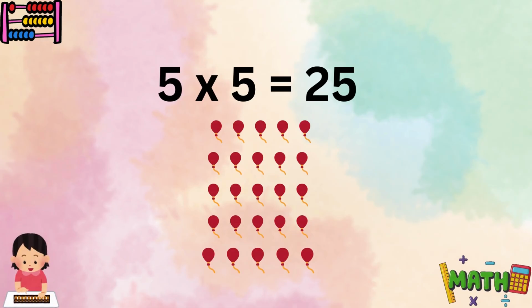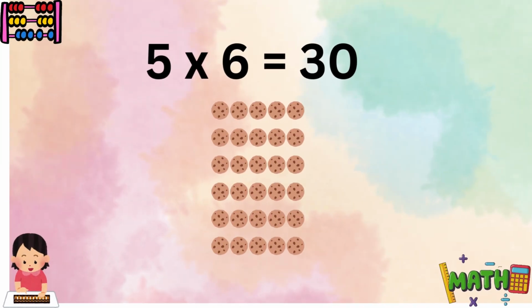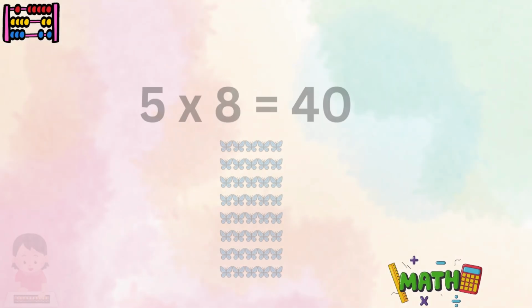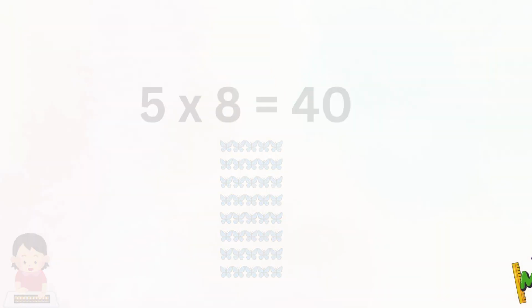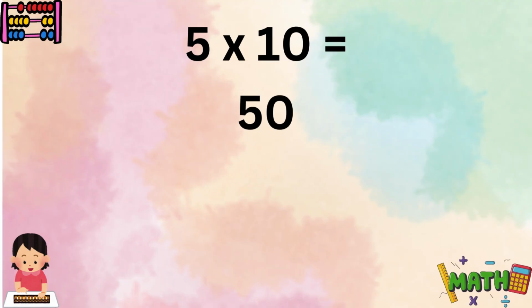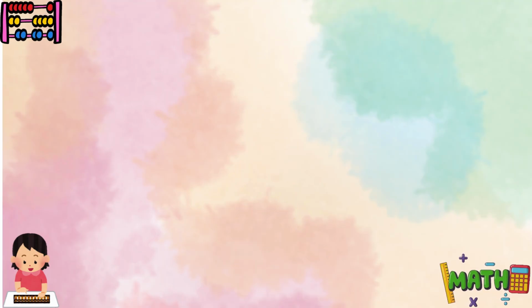5 into 5 equals 25. 5 into 6 equals 30. 5 into 7 equals 35. 5 into 8 equals 40. 5 into 9 equals 45. And 5 into 10 equals 50.